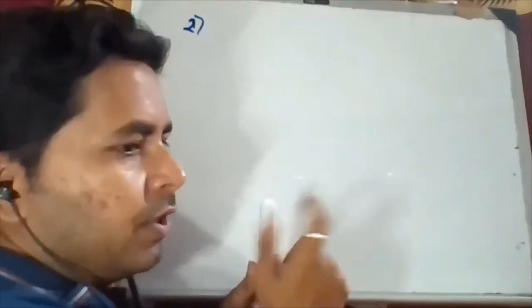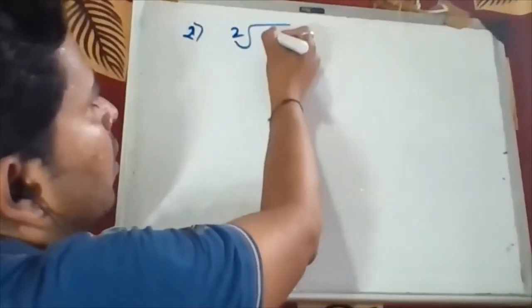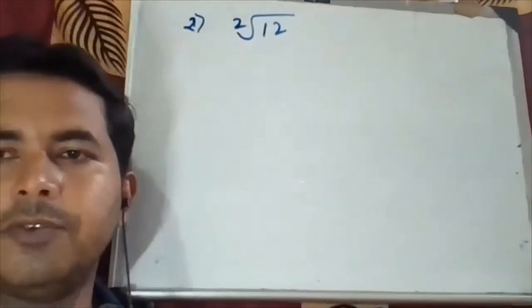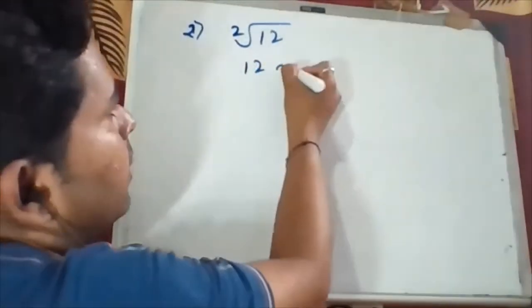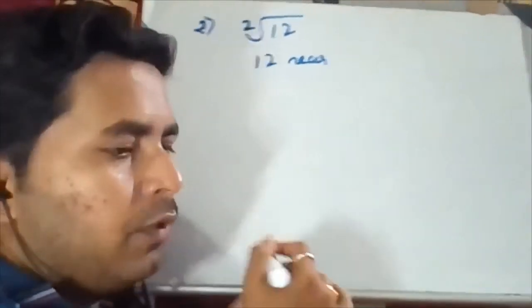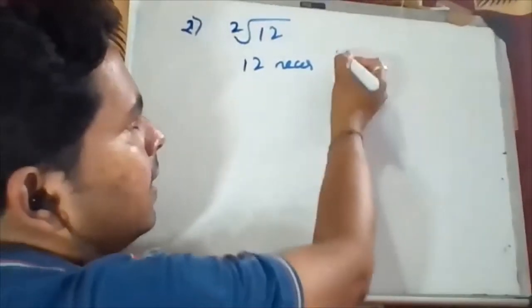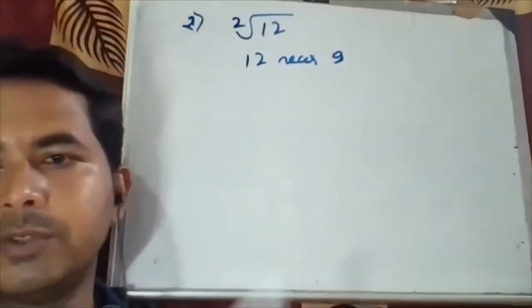Square root of 12. Okay, square root of 12. What is the answer for square root of 12? So here, 12 is near to what square value? Okay, 12 is near to what square value? 12 किसके nearest है? That is nearest to a square value of 9. 12 is near to a square value of 9.